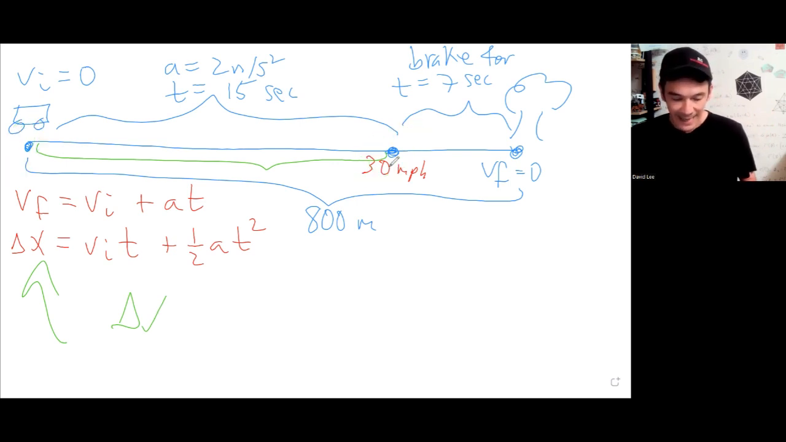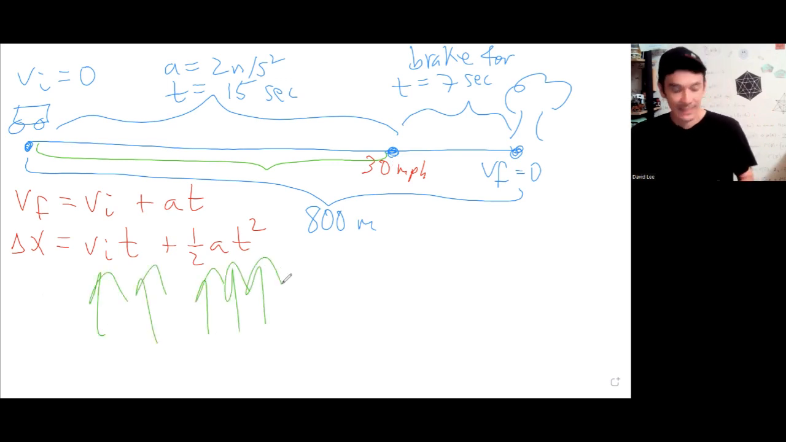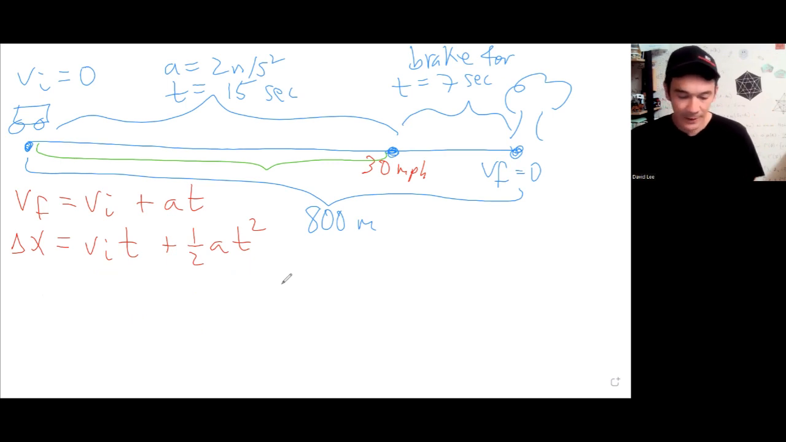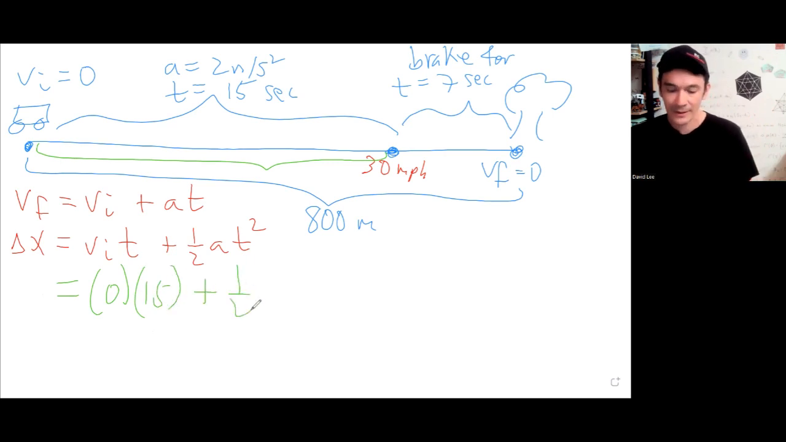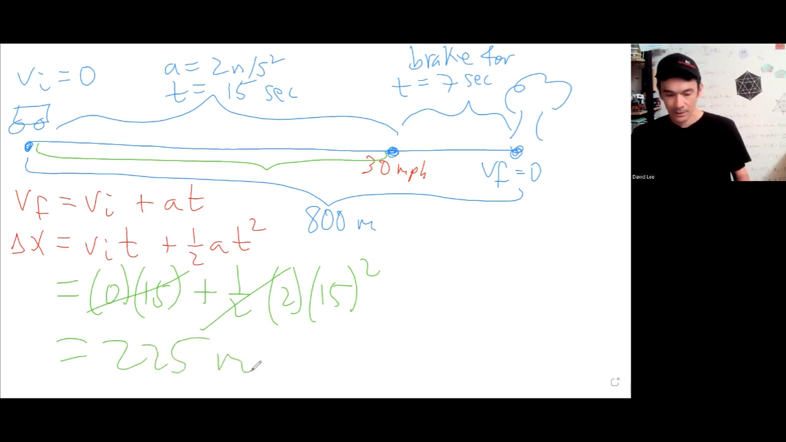So let's find delta x. We know this, we know this, we have everything we need to find delta x. So we know initial velocity was 0. The time was 15 seconds. 1/2 is just part of the equation. The acceleration was 2, and the time was 15, and we're going to square that. So go on a calculator, and if you type that in, the initial velocity term is gone. These knock out. That's going to be 225 meters, right? 225 meters from where you rested initially to this marker there.